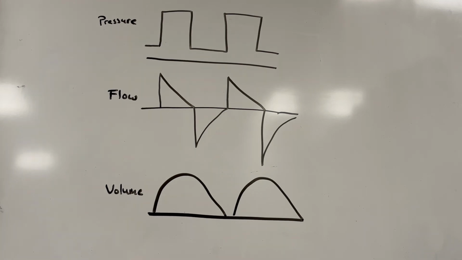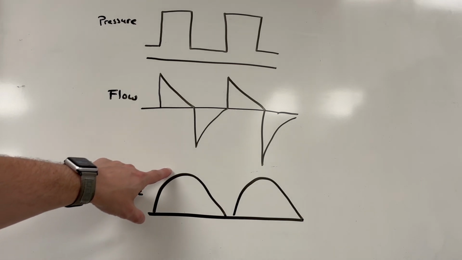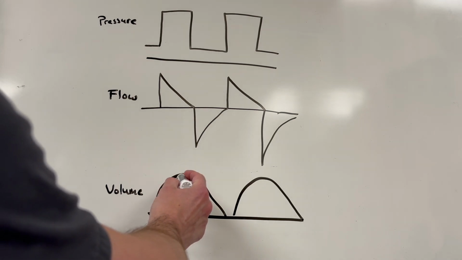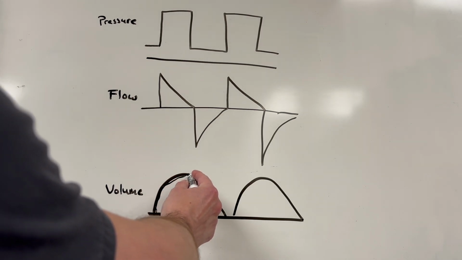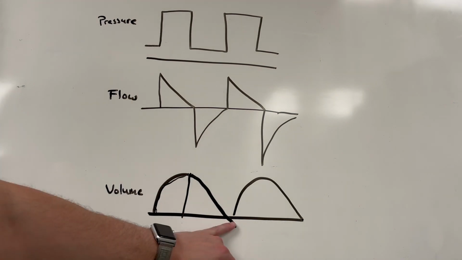The volume waveform at the bottom: you're going to start here during inspiration, and you're going to deliver your inspiratory volume. So this first part going up is your inspiratory volume, and then your second part coming down is the expiratory volume, returning back to the vent.